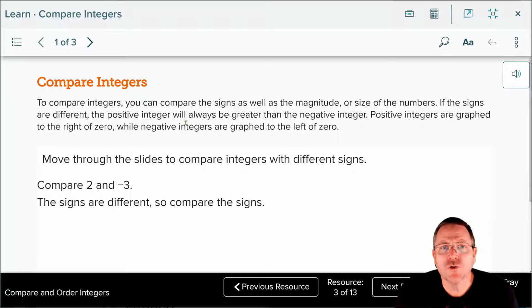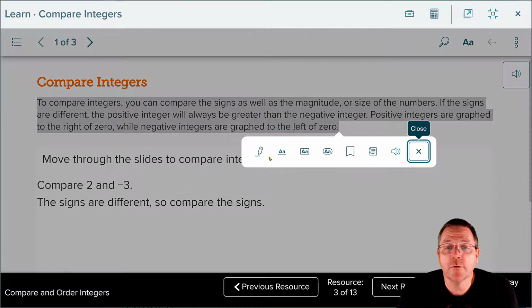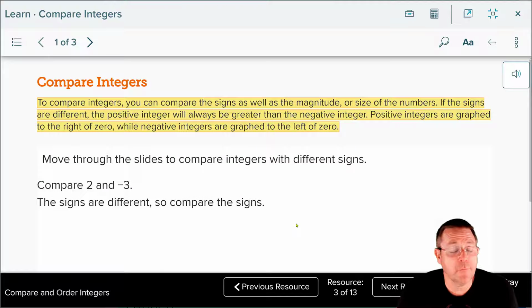To compare integers, you can compare the signs as well as the magnitude, or the size, of the numbers. If the signs are different, the positive number will always be greater than the negative number. Positive integers are graphed to the right of 0, while negative integers are graphed to the left of 0. That looks like some important stuff, so let's go ahead and highlight that for our notes.